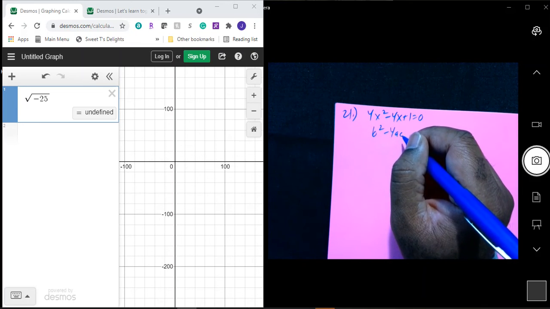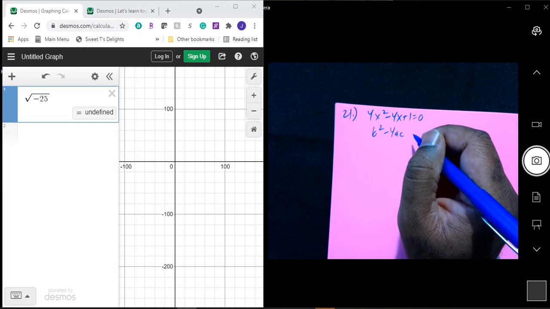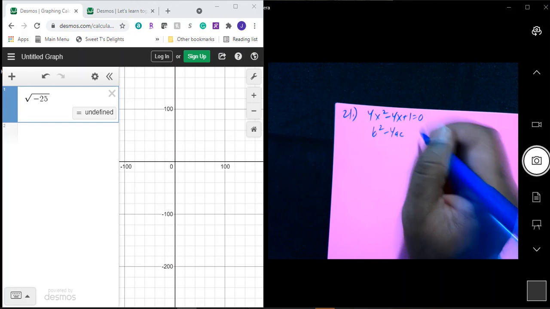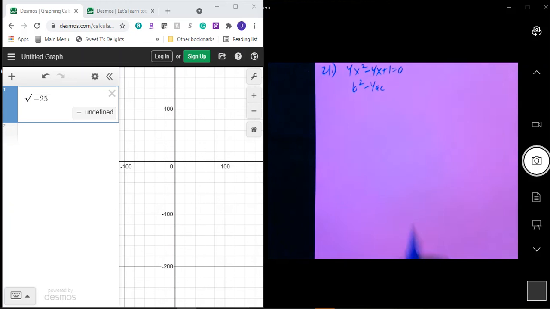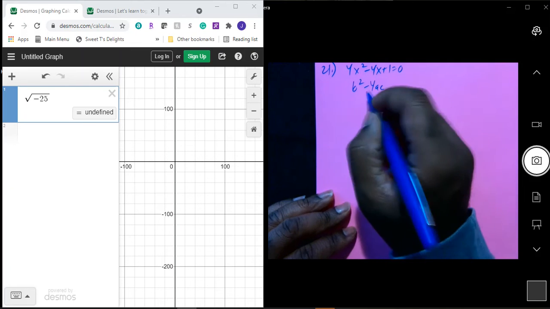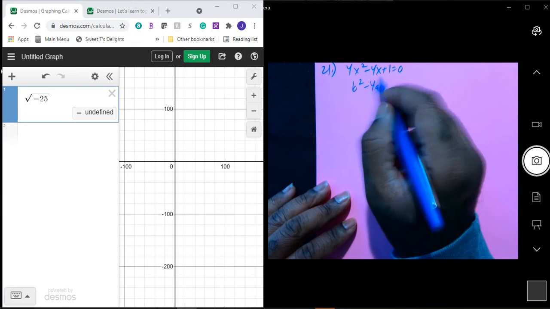If you get a positive answer, that means you have two real solutions. If you get a zero answer, that means you have one real solution. If you get a negative answer, that means you have two complex solutions, which basically means two imaginary solutions.